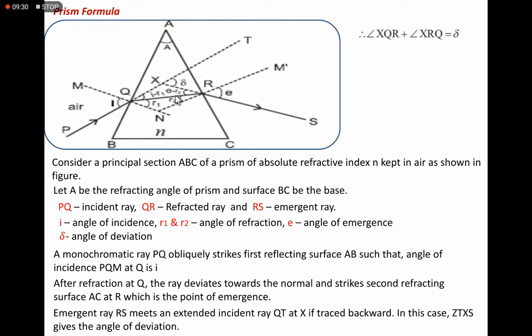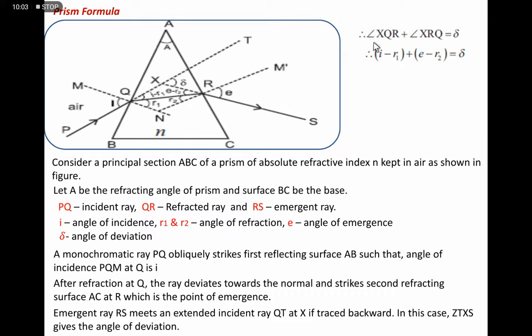XQR is the triangle, and delta is the exterior angle of this triangle. Definitely this delta is equal to XQR plus XRQ according to the exterior angle property. Delta is the exterior angle of XQR, so the sum of these two angles must be equal to delta. Now the next statement is important.